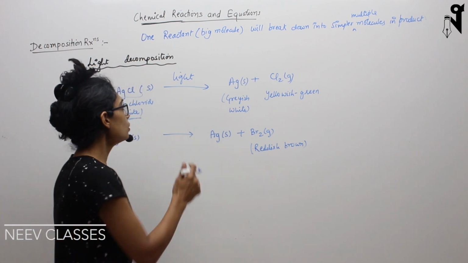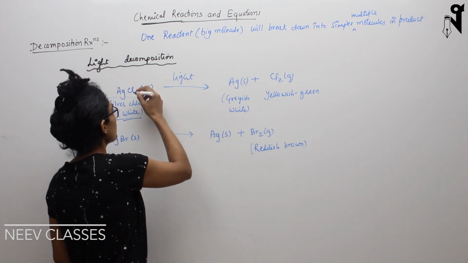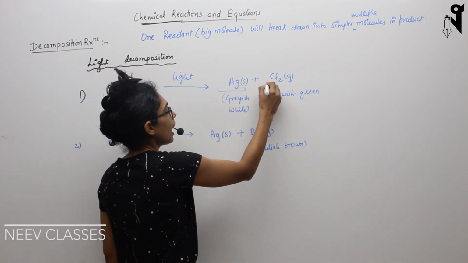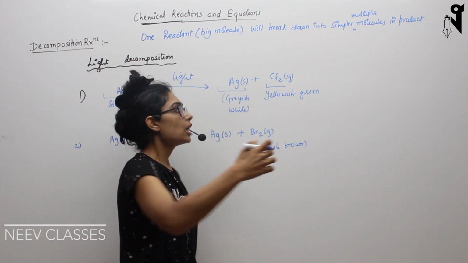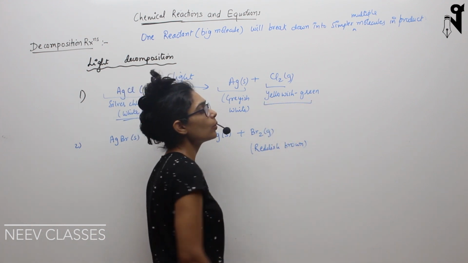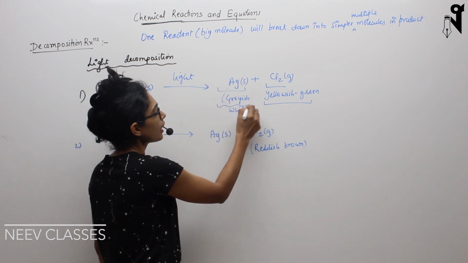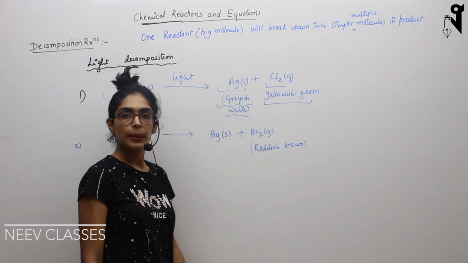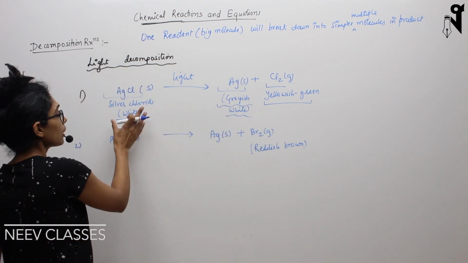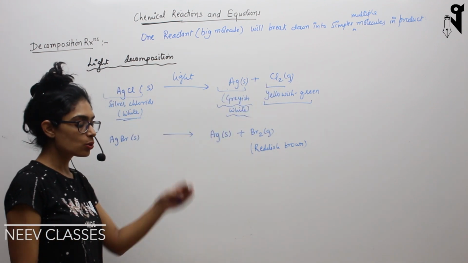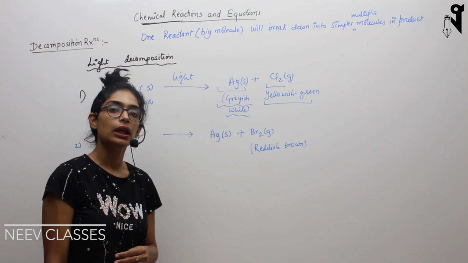So if light energy is supplied to AgCl, it will break down into silver and chlorine gas will get released. Chlorine gas is a yellowish green color gas which will be visible, and silver is a grayish white metal. So you can see this change happening: your white solid has started releasing the yellowish green gas as soon as this AgCl came in contact with light.